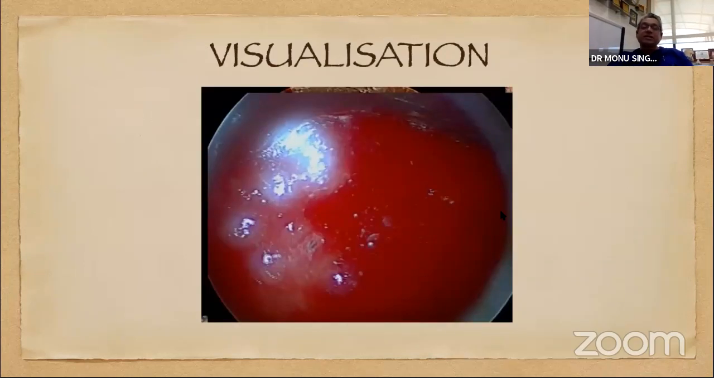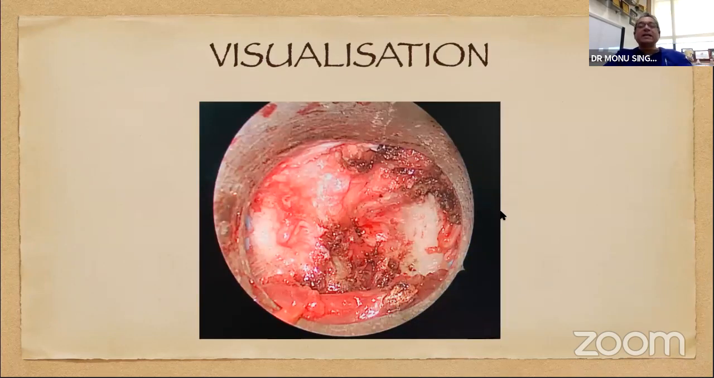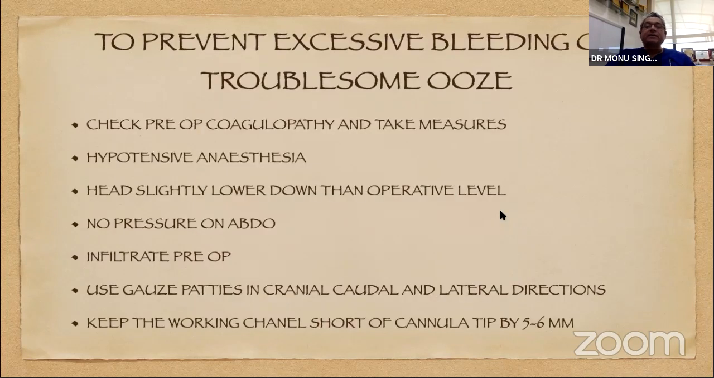Most importantly, visualization. Now, if you see something like this, this is a red-out. This is a nightmare. This means the surgeon has not taken due care to start this procedure. Something somewhere has gone wrong. With this kind of a field you cannot operate at all. What you require is an absolutely clean, bloodless field of surgery. And for that, there are certain precautions. There are certain things that you're supposed to take.